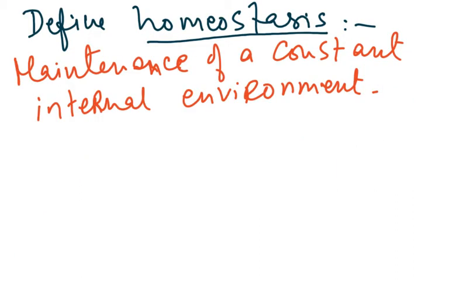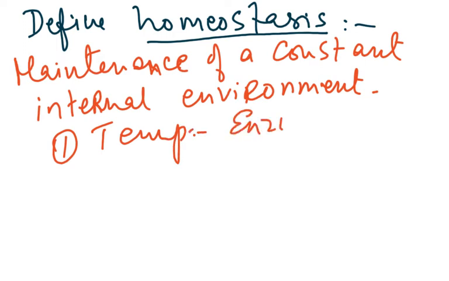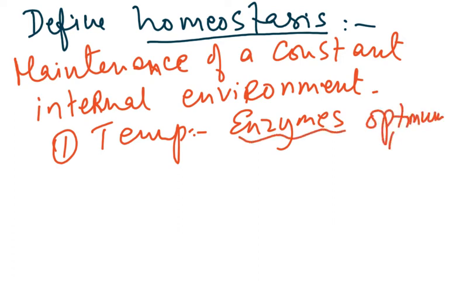Now let's go back to the first part of the syllabus, and it says define homeostasis. So what is homeostasis? Homeostasis is the maintenance of a constant internal environment. Now what is the internal environment dependent on? There are actually three factors. Number one, the temperature must be maintained. Why must the temperature be maintained? Because we have enzymes in our body which catalyze reactions, and the enzymes need an optimum temperature, and that optimum temperature in human beings is 37 degrees Celsius. So temperature needs to be maintained at all times at 37 degrees Celsius.